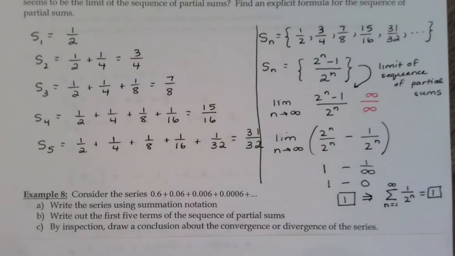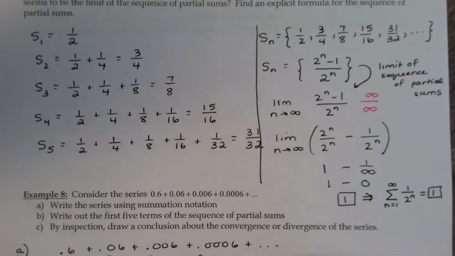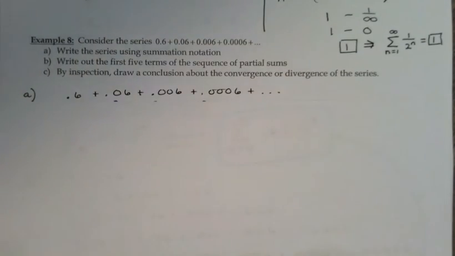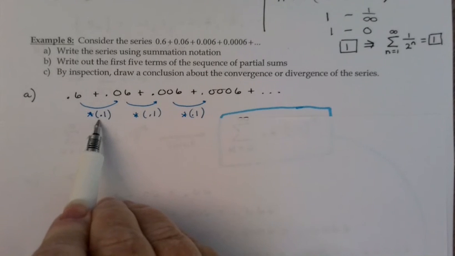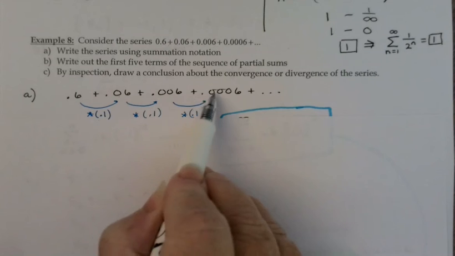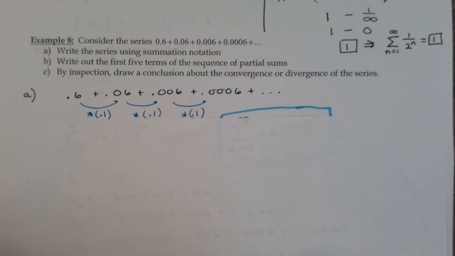We're going to write out the first 5 terms of our sequence of partial sums, and then by inspection for now, we're going to draw a conclusion about the convergence or divergence of the series. So here we go. I've just simply written out the sum right here, and I'm going to notice that to go from one term to the next, we're always multiplying by a tenth. We're moving the decimal left 1 every time. So that's basically multiplying by a tenth, or 0.1. That gives me a hint how to write this series.